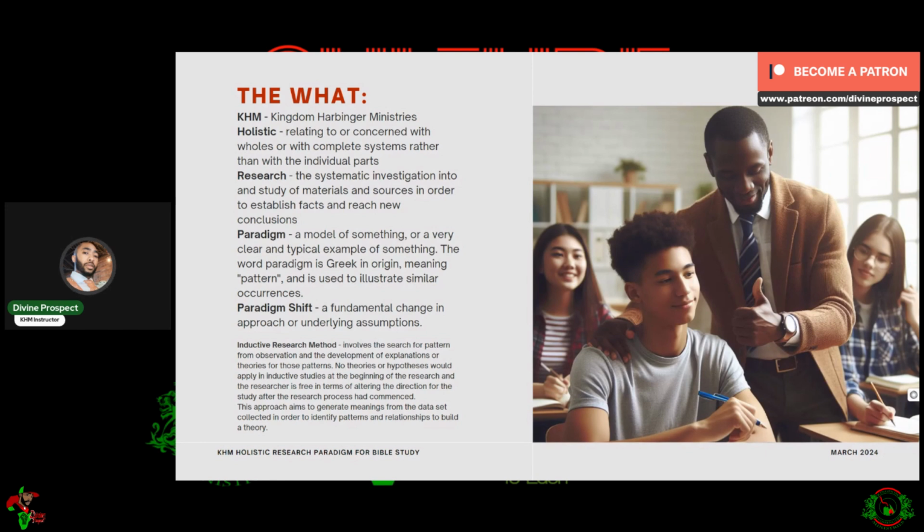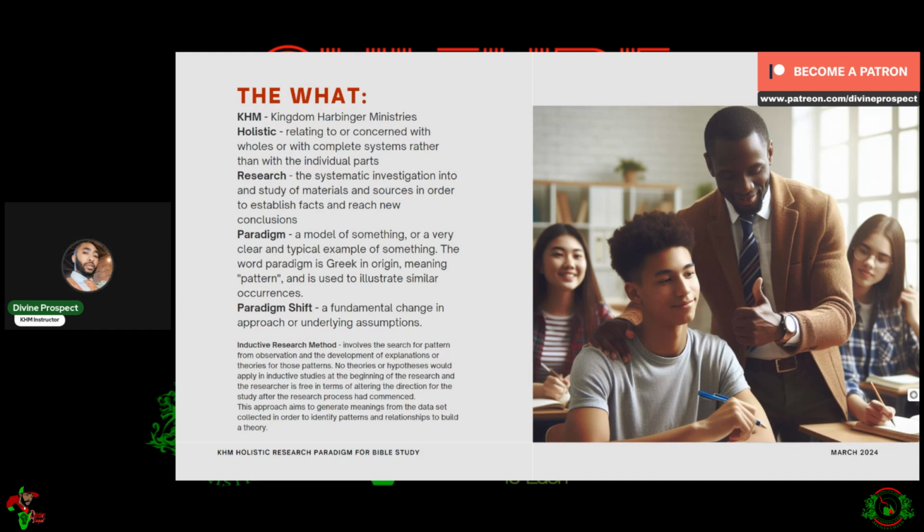And there are so many working parts involved. One individual part by itself is not enough to give you enough understanding of what is taking place in the passage. So we deal with the whole, all the data and information that we can come across surrounding a particular subject matter within the discipline of studying the Bible. What is research? The systematic investigation into and study of materials and sources in order to establish facts and reach new conclusions. That is what we're going to be doing the entire time.